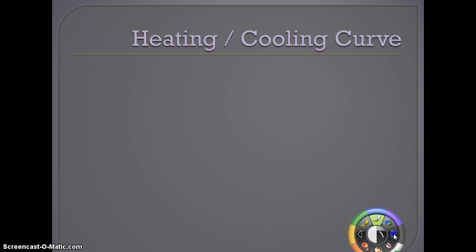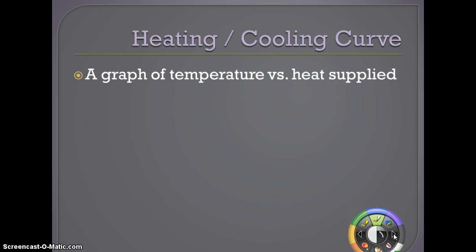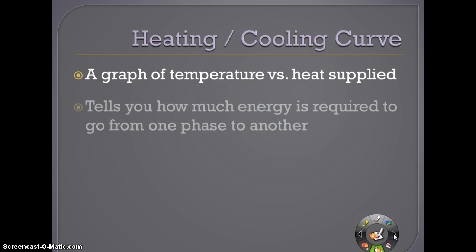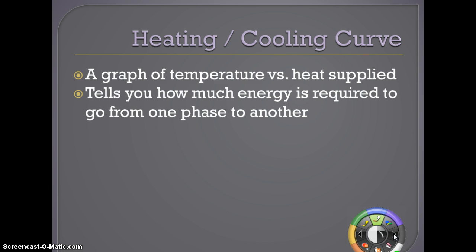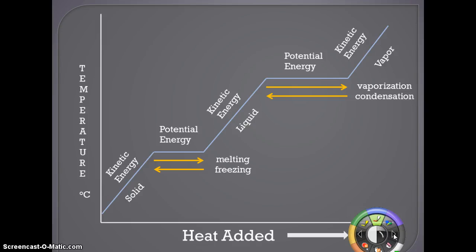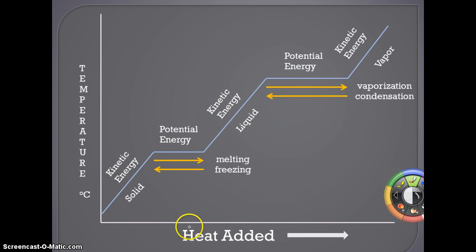So that brings us to a heating and cooling curve. This is going to be a graph of temperature versus the heat being supplied. And it's going to tell you how much energy is required to go from one phase to another. So those arrows, we're going to get values for those. So this is a heat curve. This is the heat being added. So as we go in this direction, we're adding more heat. This is our temperature on the y-axis. So as you add heat, temperature goes up. Our three phases, here's our solid, here's our liquid, and here is our gas. And then this is where our phase changes are going to occur.